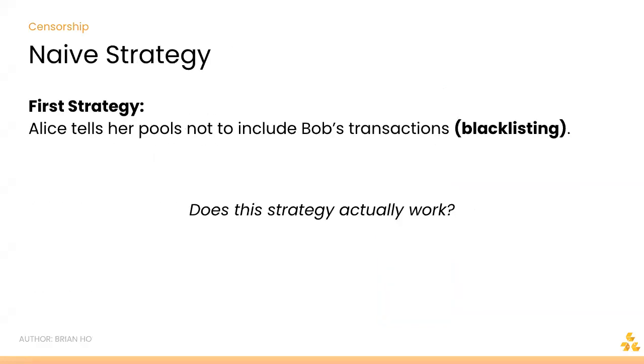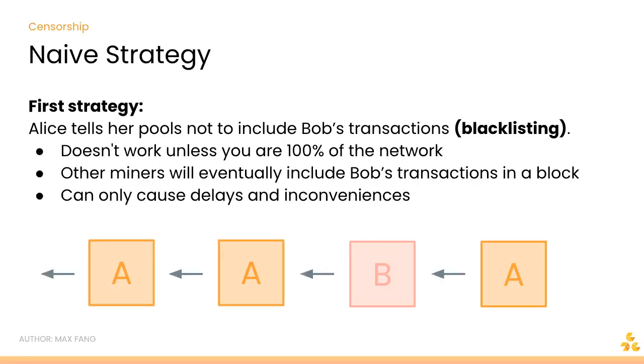And now we want to think about how we'd be able to censor Bob. How can we make it so Bob has no access to spending his transactions? He can't spend his Bitcoin or whatever cryptocurrency he wants to spend. How do we censor him? So in the naive strategy, Alice would tell her pools basically to not include Bob's transaction. So essentially we blacklist Bob.